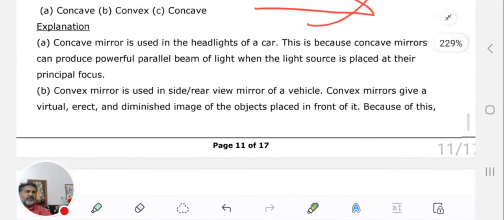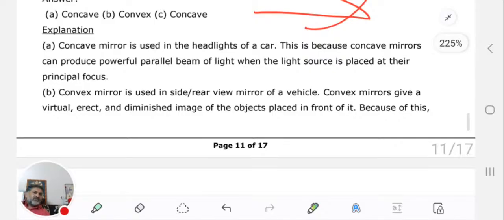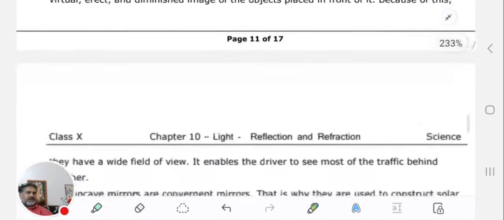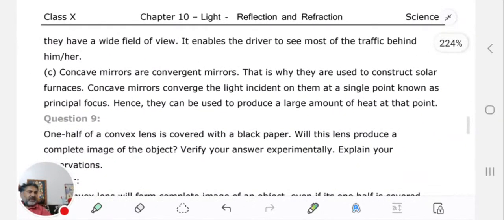એનું એક્સપ્લેનેશન આપીશ પાછું. Concave mirror is used in the headlight of car. This is because a concave mirror can produce a powerful parallel beam of light when the light source is placed at its principal focus. Convex mirror is used in side rear view of vehicle. Convex mirror gives a virtual, erect and diminished image of an object in front of it. Because of this, they have a wide field of view. It enables the driver to see most of the traffic behind him or her.